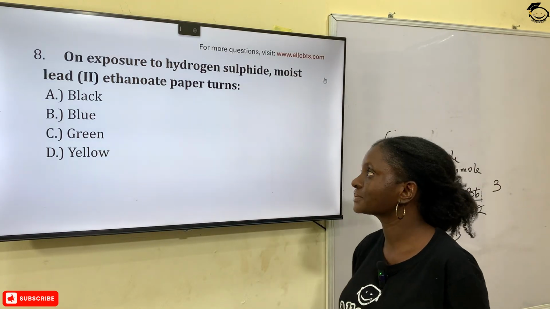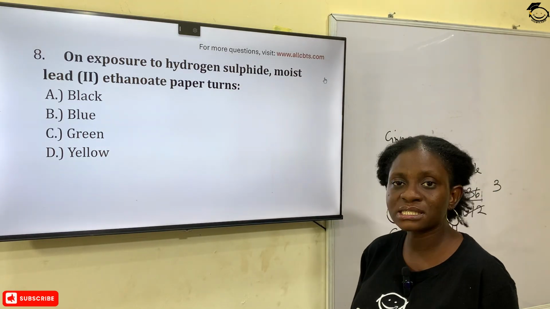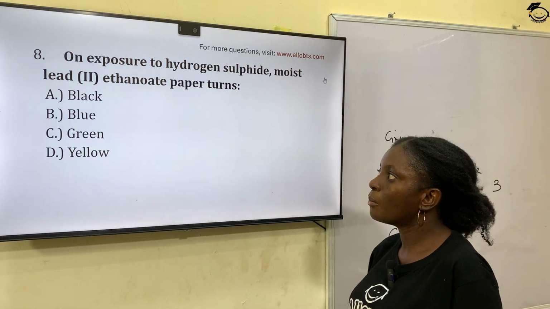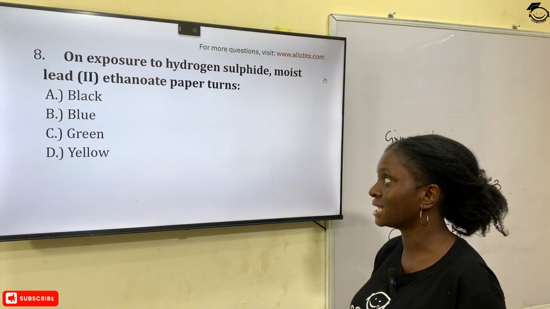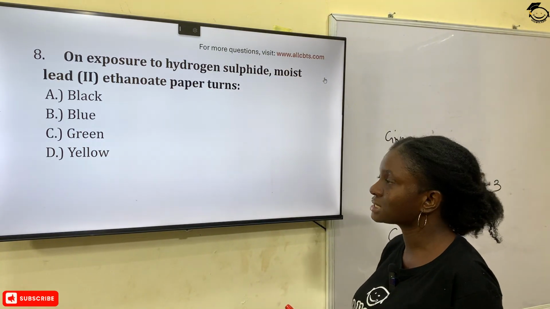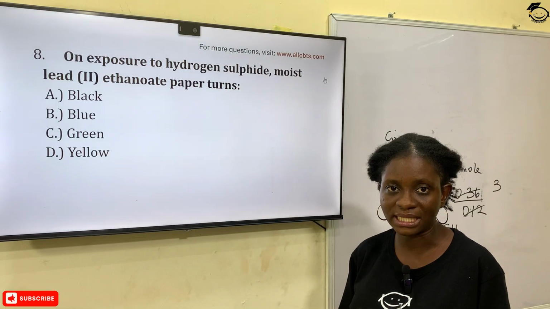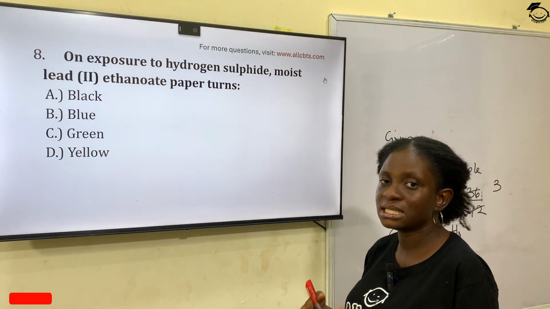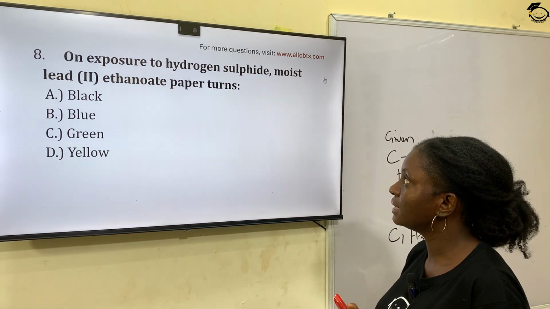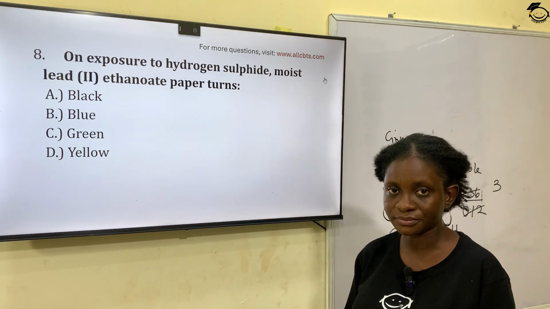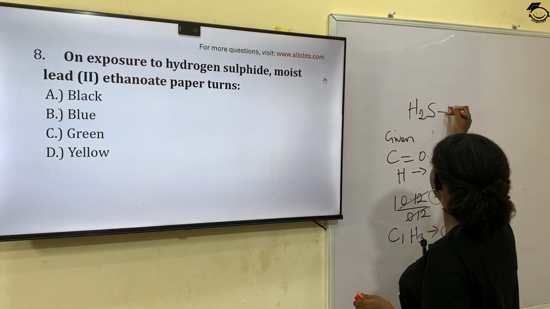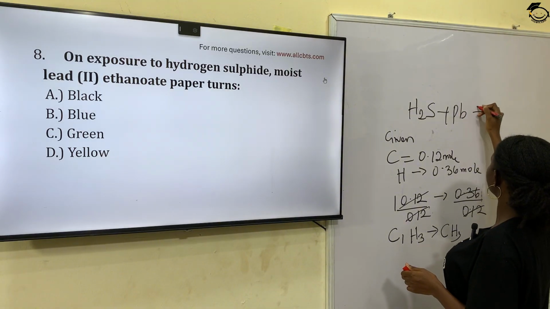Question 8. On exposure to hydrogen sulfide, moist lead 2 ethanoate paper turns, meaning when you react hydrogen sulfide with lead 2 salt, this will give you lead sulfide. That's hydrogen sulfide plus lead will give.